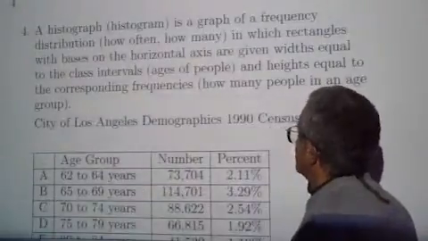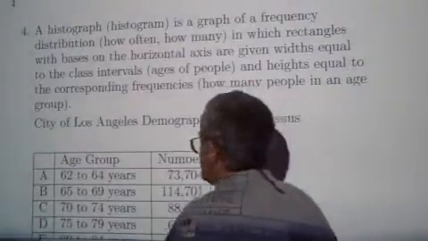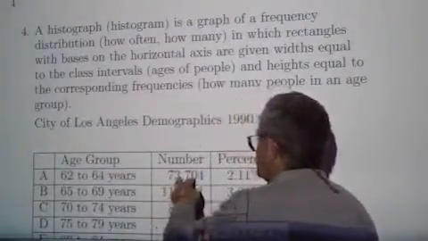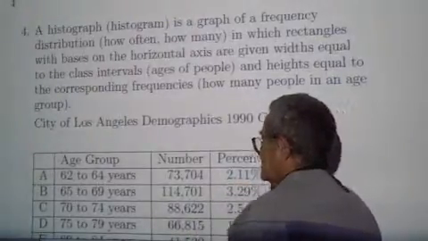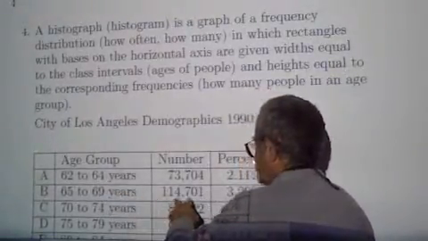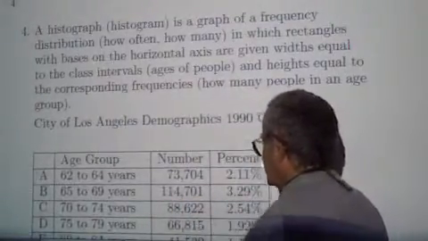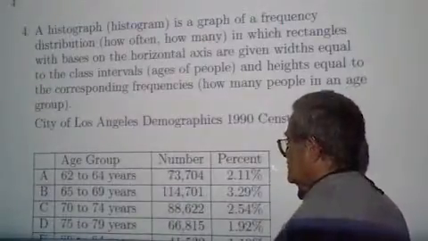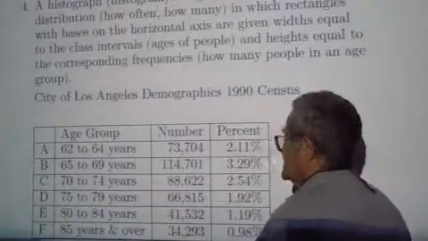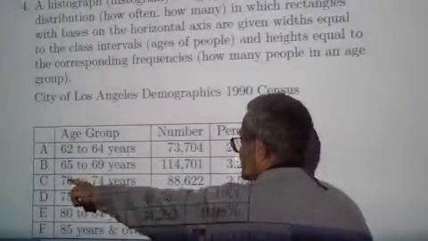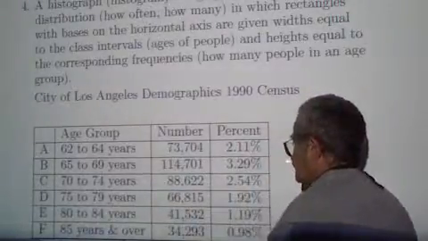And this came from the city of Los Angeles with the census in 1990. The age group was 62 to 64. How many people did we have in the city? 2.11%. The next group, 65 to 69, 114,701, 3.29%. I don't know if you want to copy this or not for reference, which we'll need later. 70 to 74, I call that C, 88,622 or 2.54%. It would be so much easier if you had the PDFs.